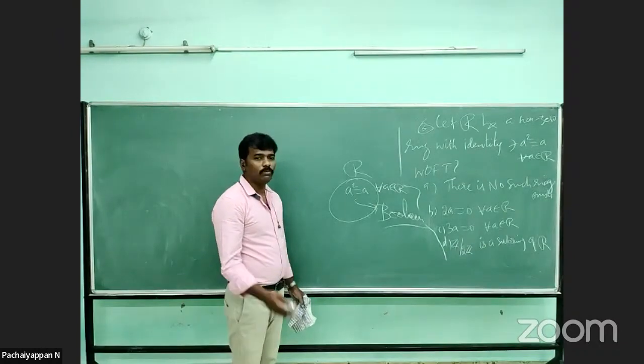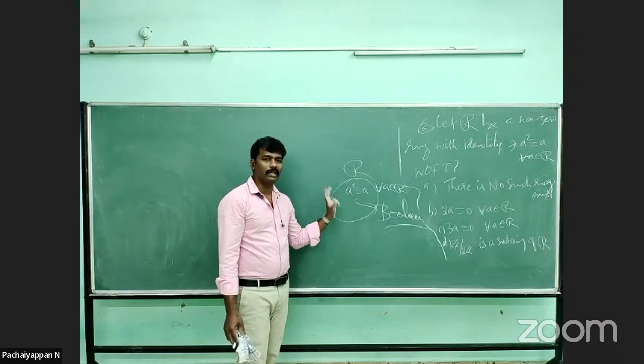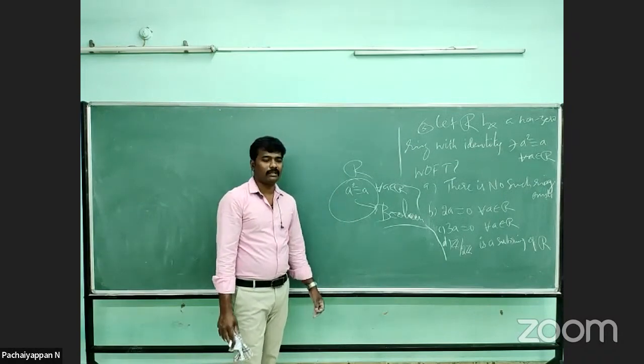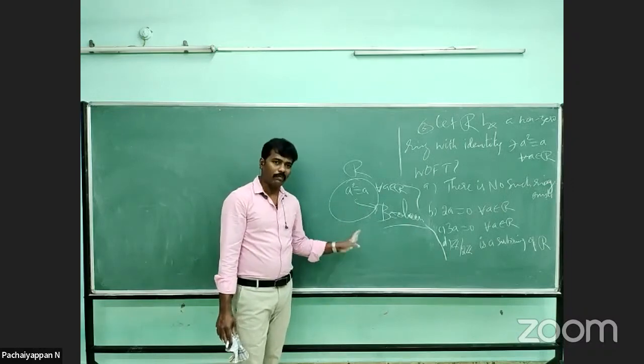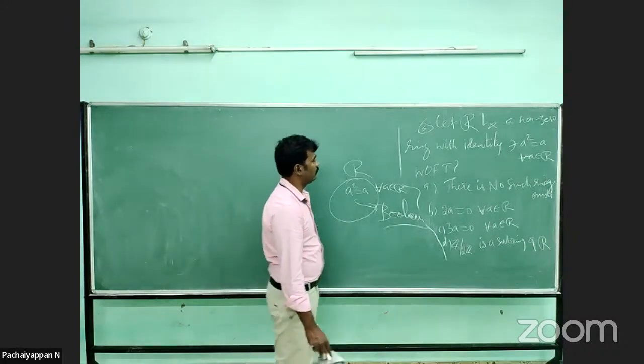Okay, fine. You know the Boolean ring. The definition of a Boolean ring is that every element in the ring satisfies a square equal to a. That is called an idempotent element, right? a square equal to a means an idempotent element. Every element is an idempotent element. That ring is called a Boolean ring. Okay, fine. What is the answer?